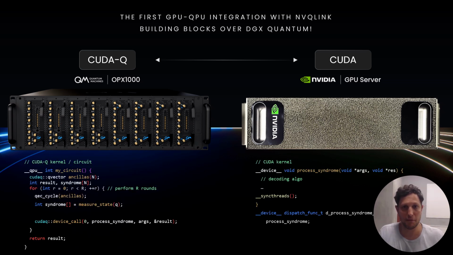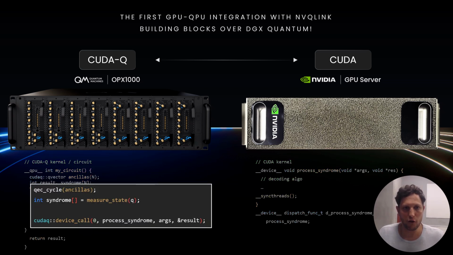Here is a high-level animation of the code that we ran in this demo and what happens on the actual system. So focusing on these three simple but very important lines, we see how OPX1000 performs QEC cycles and syndrome measurements on the qubits. It measures the qubits every QEC cycle.